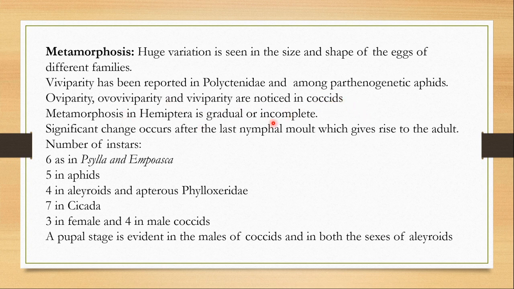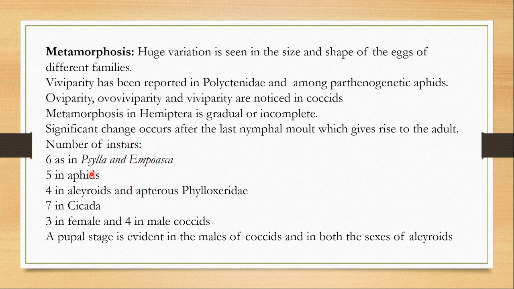Metamorphosis in Hemiptera is gradual or incomplete. Usually you would see incomplete metamorphosis. But there is a significant change that occurs in the last nymphal molt which gives rise to the adult. So there is a lot of difference between the last nymphal stage and the adult. The number of instars also vary.